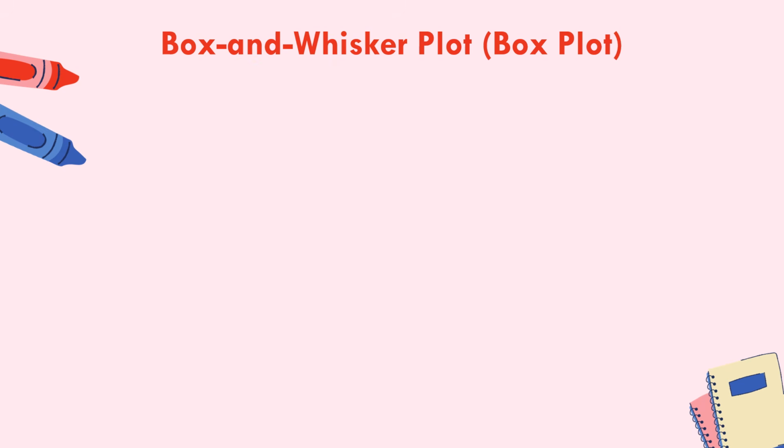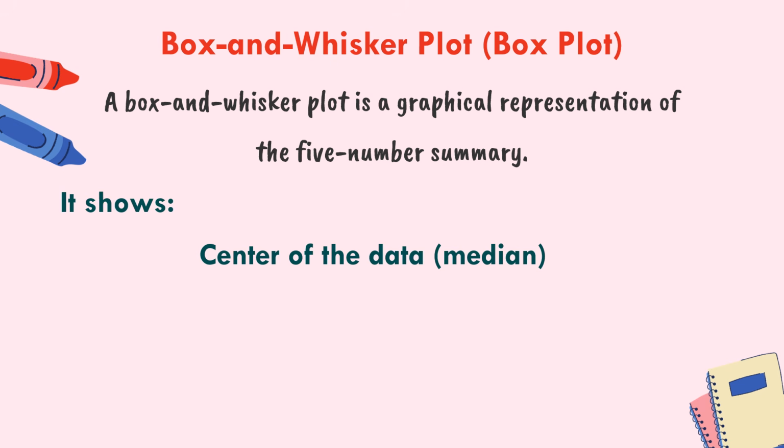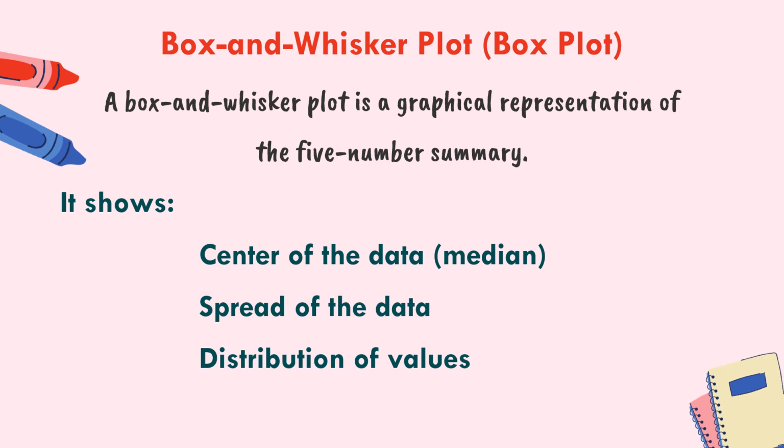Box and whisker plot, or the box plot. The box and whisker plot is a graphical representation of the 5-number summary. It shows, first, the center of the data, the quartile 2 or the median. Second, the spread of the data. Third, the distribution of the values. And last, the possible outliers, if that is the minimum or maximum.